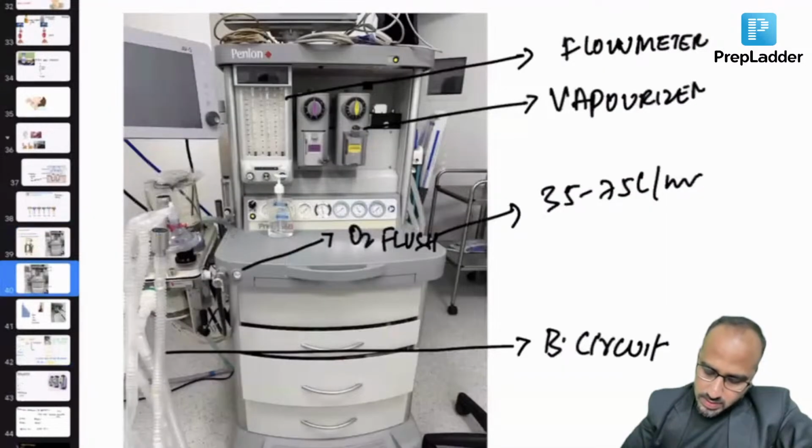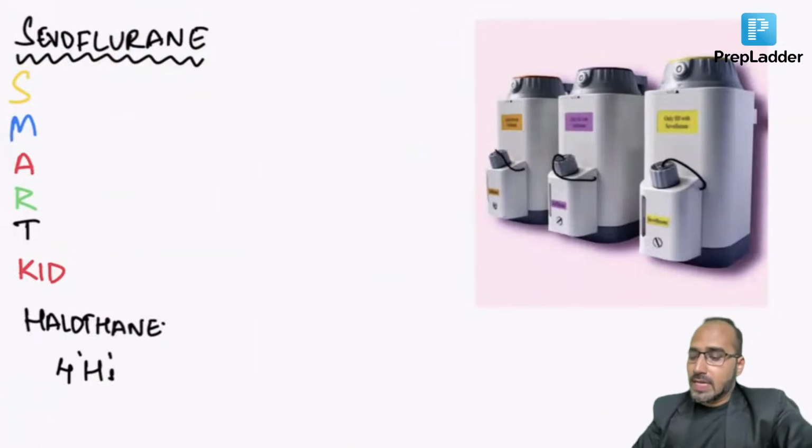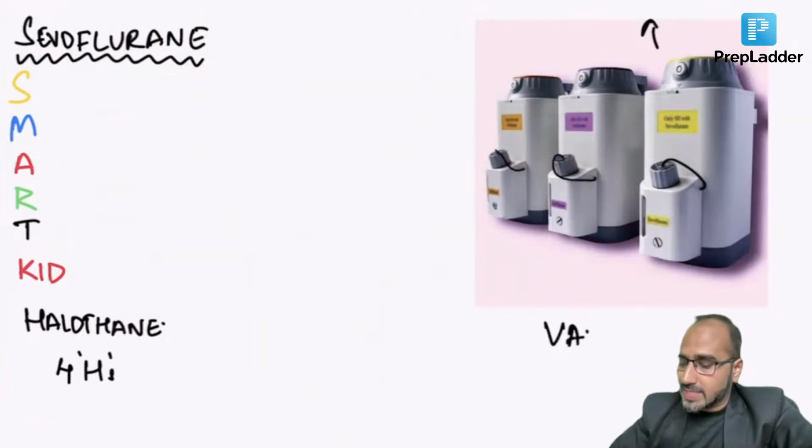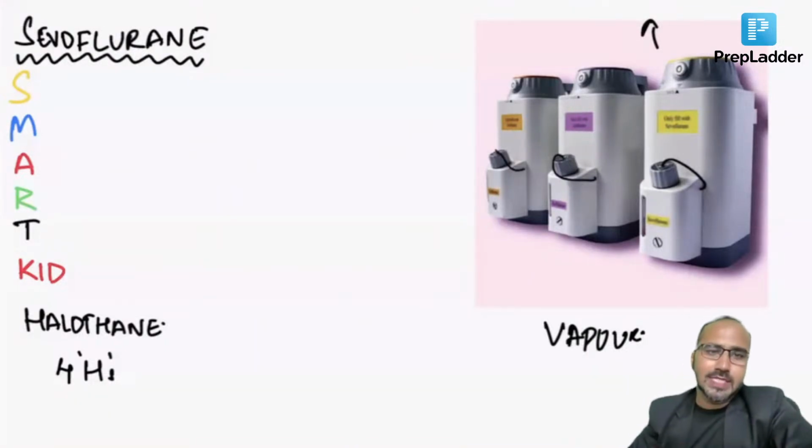Right. Now just look over here, guys. First of all, this device over here is called the vaporizer. The vaporizer's function is to store the liquid inhalational agent in it. Now in this, we have to remember two inhalational agents in detail, the first of which is sevoflurane.